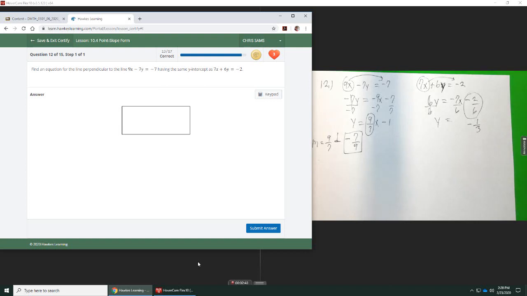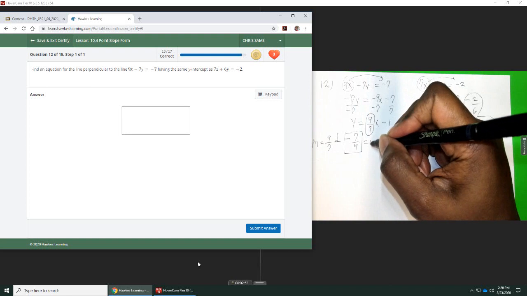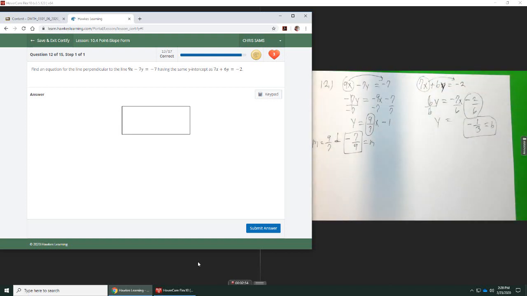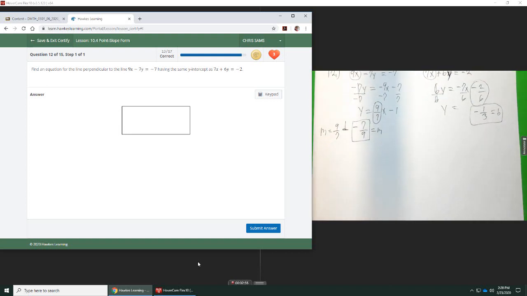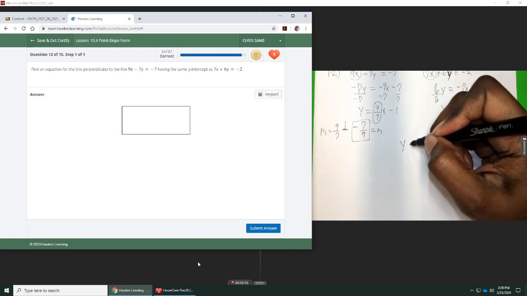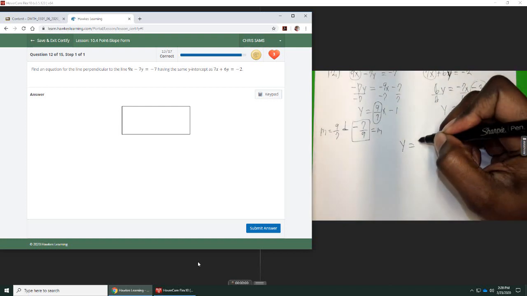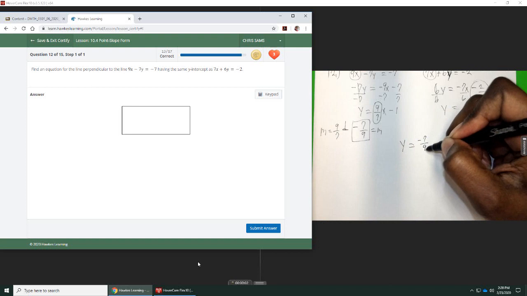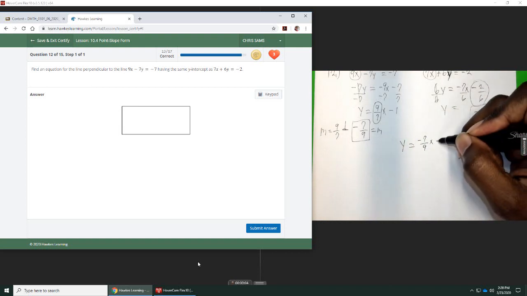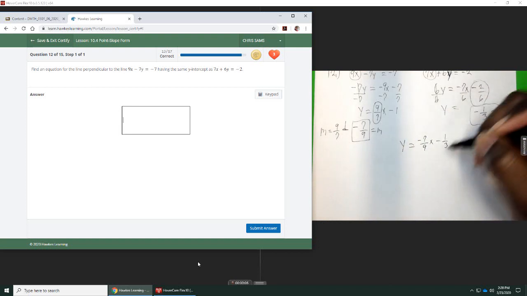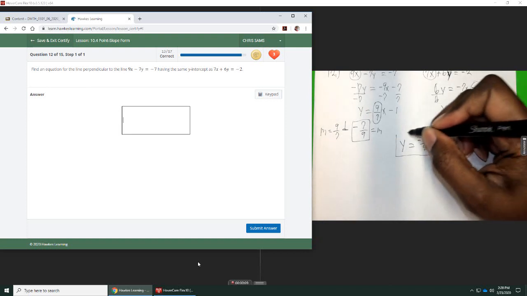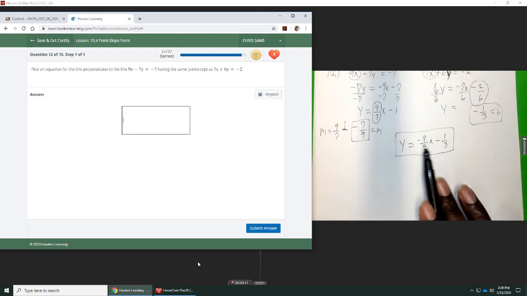And since we have the intercept and the slope, we can write this equation very easily in slope-intercept form. Y equals negative 7 over 9x minus a third. Okay, because we have slope and y-intercept. So if you notice you have slope and y-intercept, just plug it into slope-intercept form.